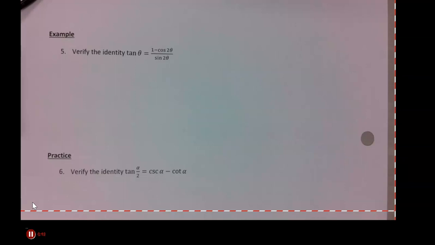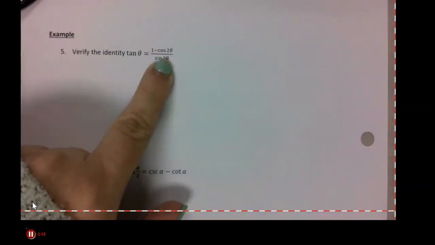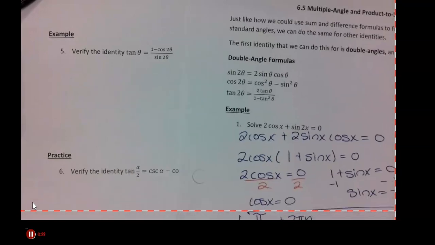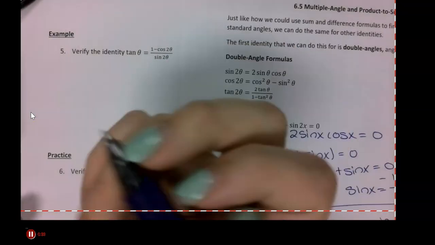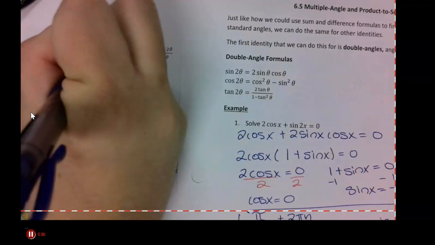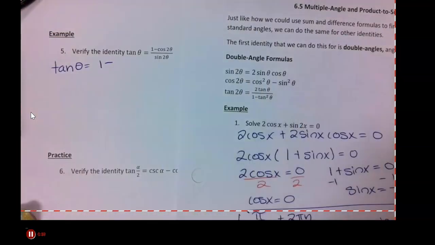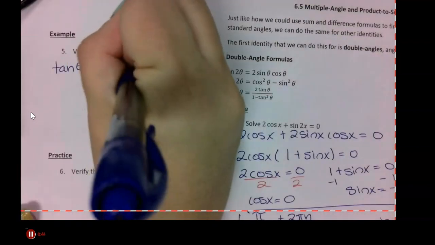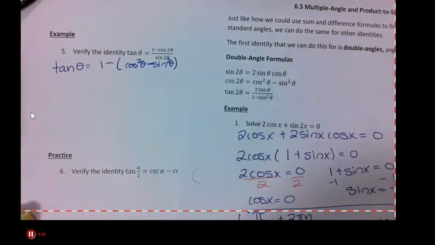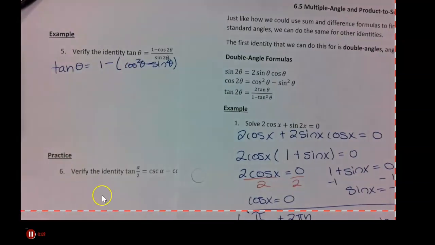So this one wants me to verify this identity, and notice I have double angles here. So I want the double angle formulas from Friday, these ones. Because the more complicated side for this problem is the right side with the double angles, because of the fraction. So I'm going to replace them. The left side is going to stay alone. Cosine 2 theta, I'm going to replace with cosine squared minus sine squared. And I put this in parentheses because there was that negative out front.